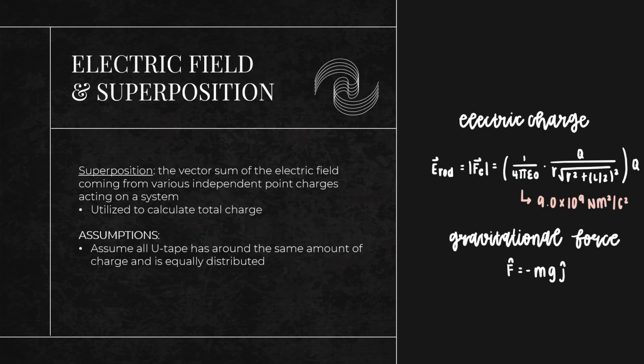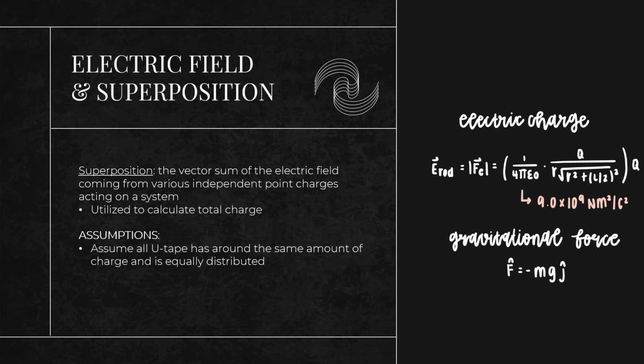What makes this investigation different from the first lab was basically superposition, which is the vector sum of the electric field coming from various independent point charges acting on the system. And this is utilized to calculate the total charge, and you add all of them together. And you can see the E-rod equation to the right, and then the gravitational force, which will be used, which is also equal to electric force.